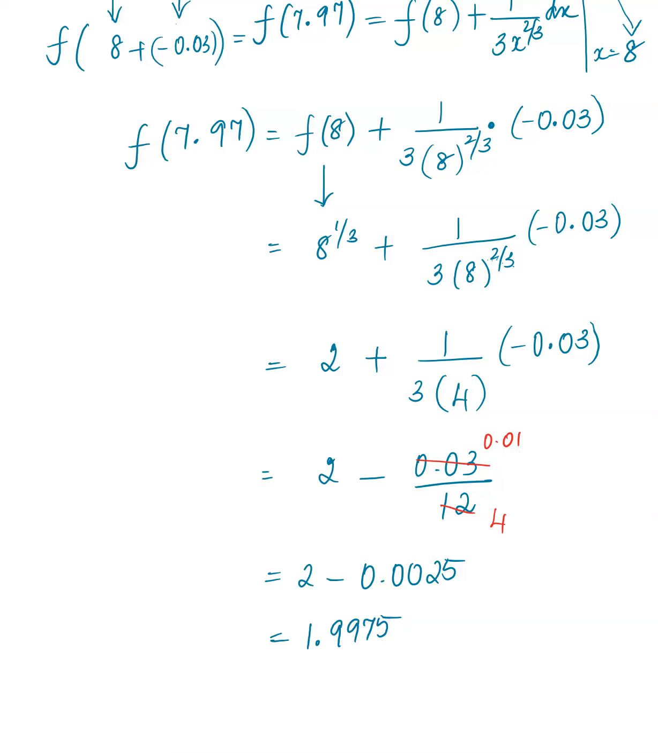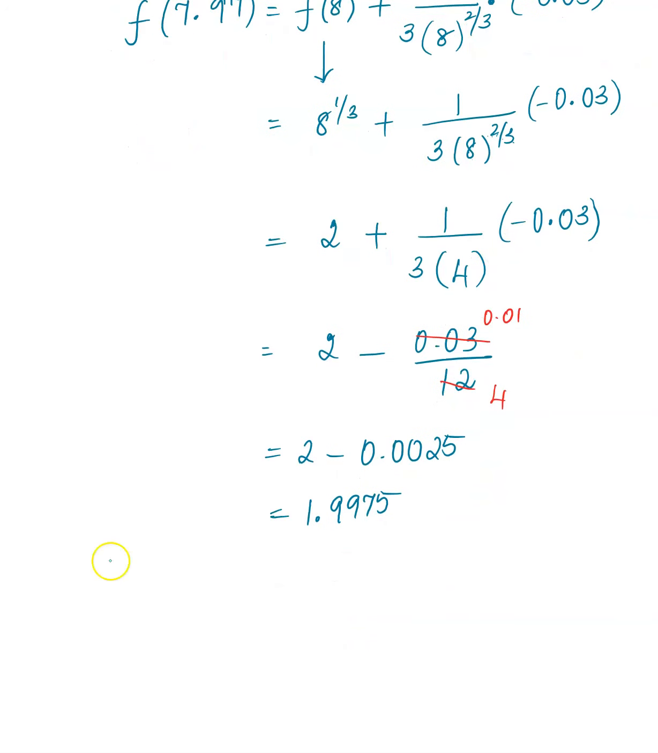1.9975. So honestly, this is a whole lot easier than computing this entire thing for 7.97. In fact, finding the cube root of 7.97 is really, really painful. Okay, so it's with that appreciation that I would like you to approach these problems, because you might think, well, I might as well use the calculator and get my 7.97. So we're going to do that too.